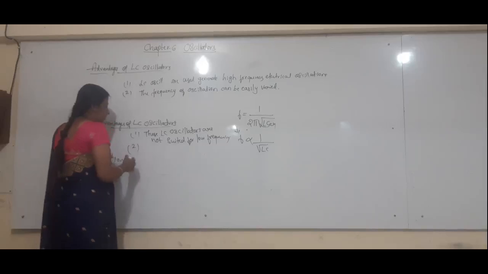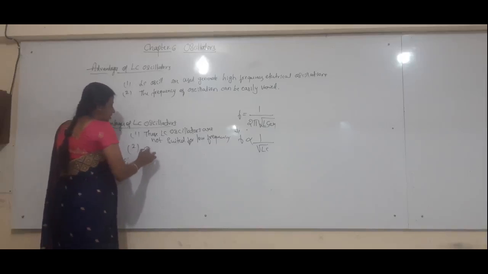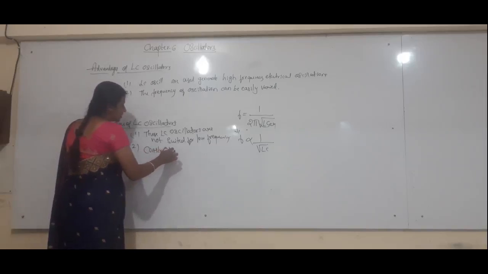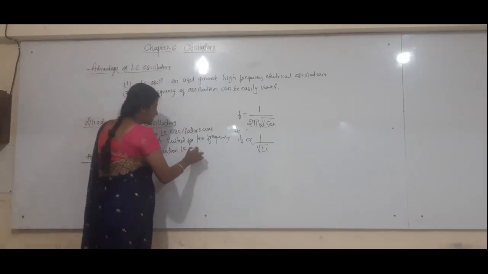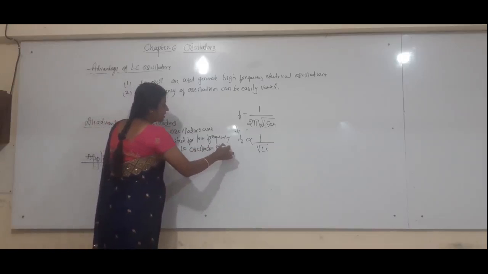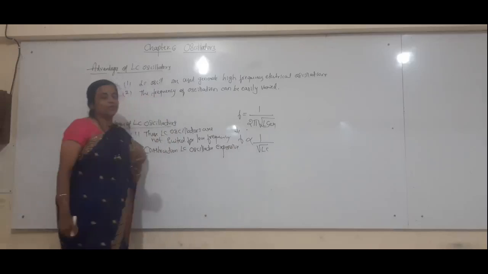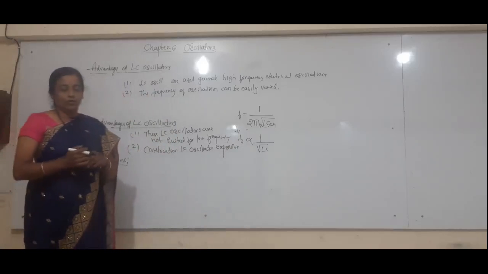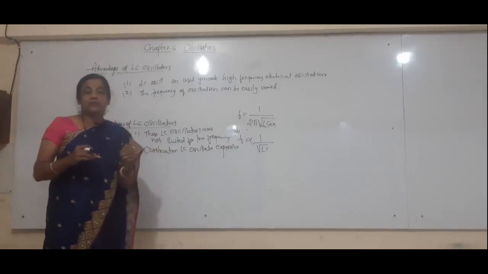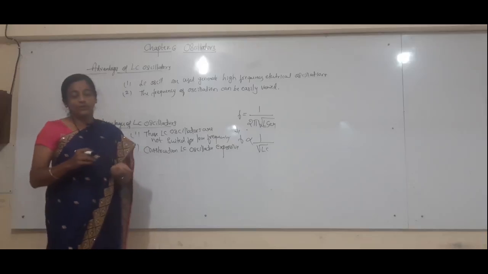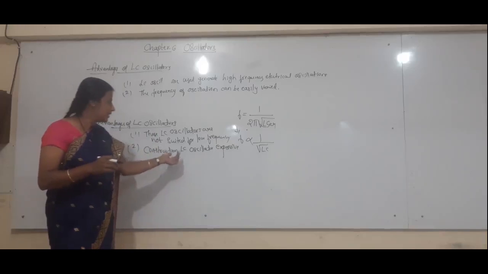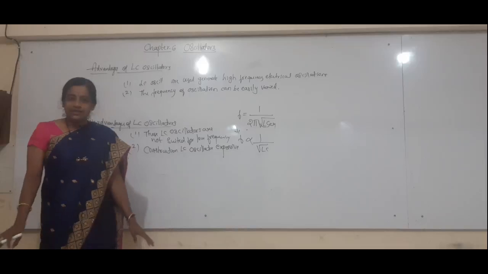The next disadvantage is that construction of such oscillator circuits, LC oscillators, is expensive. Whenever they are employed at low frequency applications, their size increases. As their size increases, the cost of the components, the passive components themselves, also increases. Because of that the circuit itself is very much expensive. So this is the disadvantage.